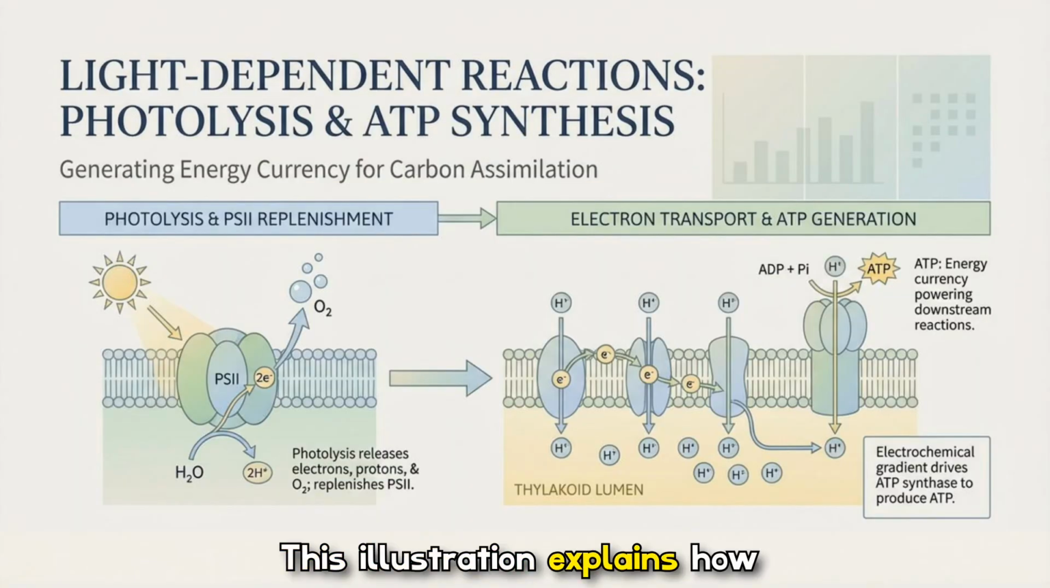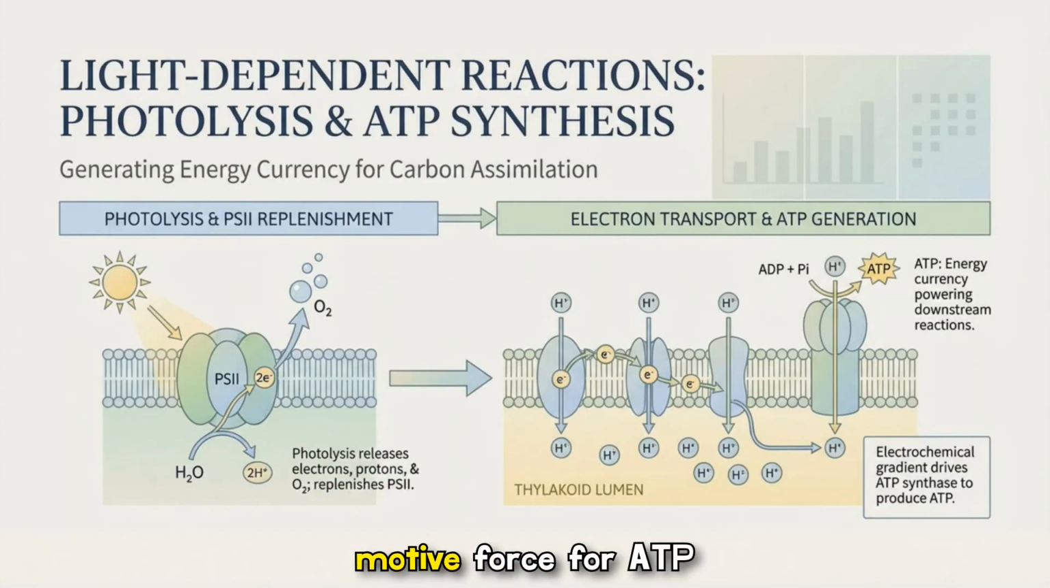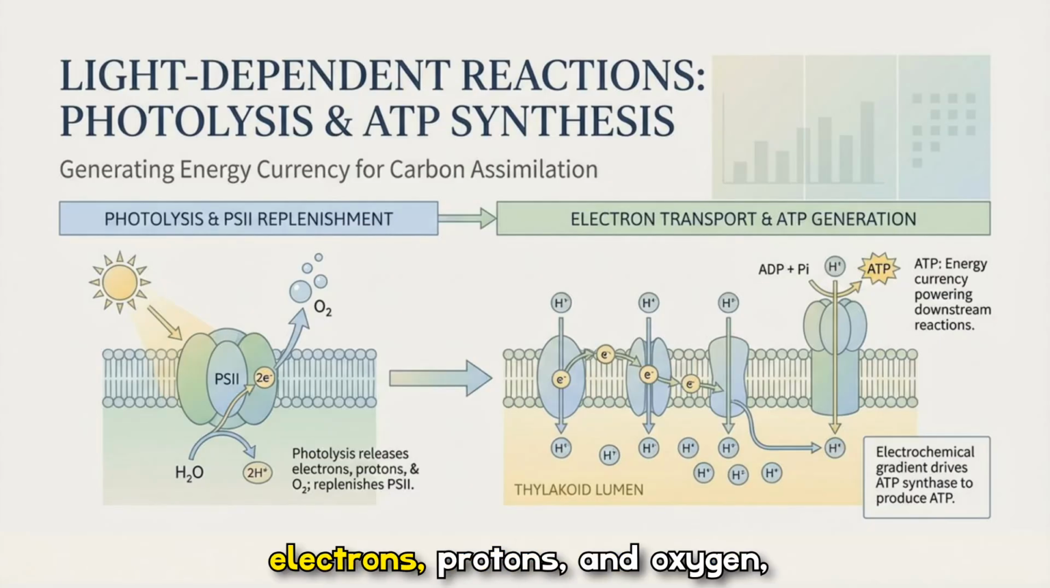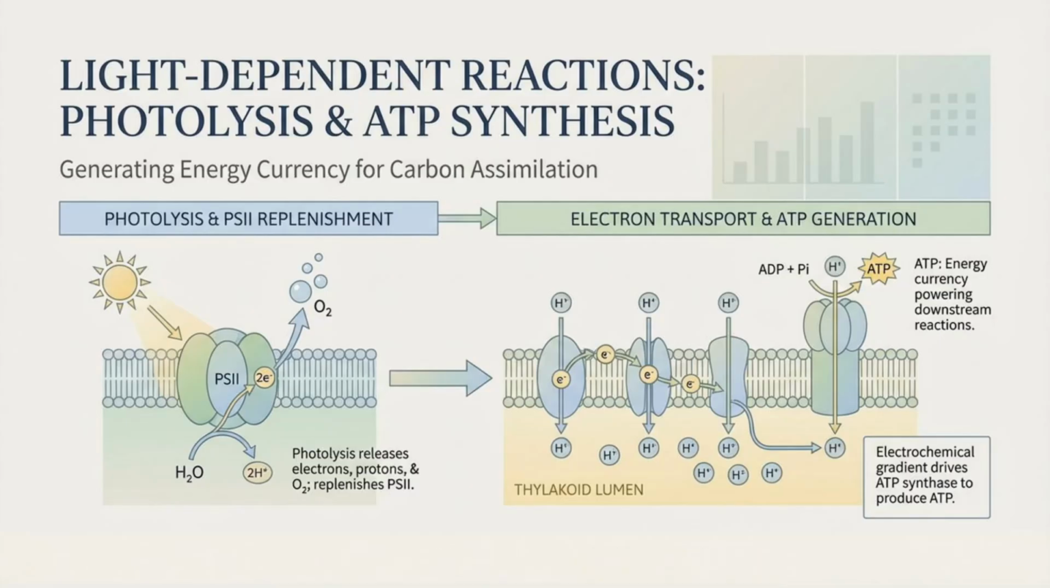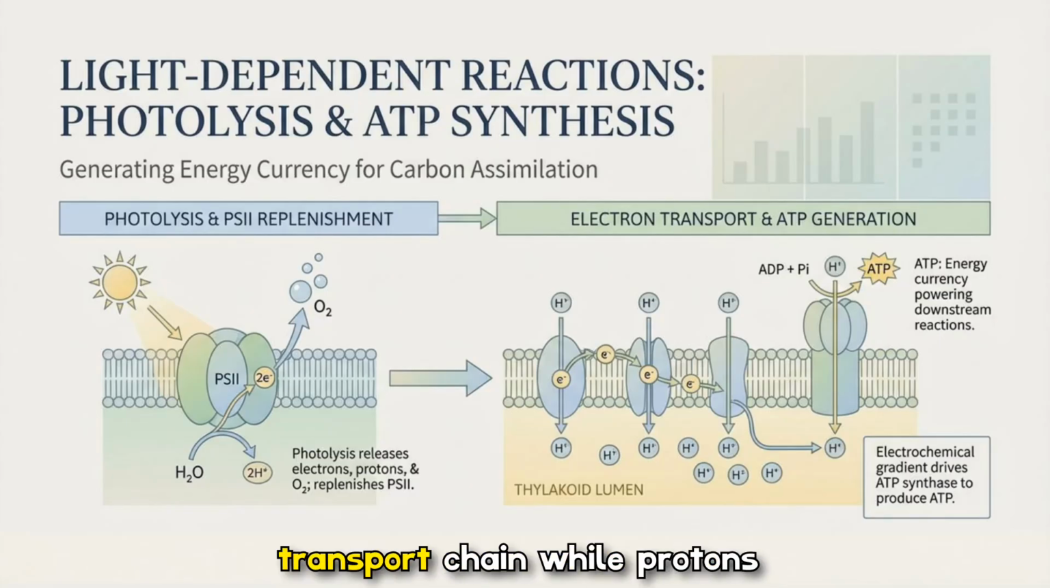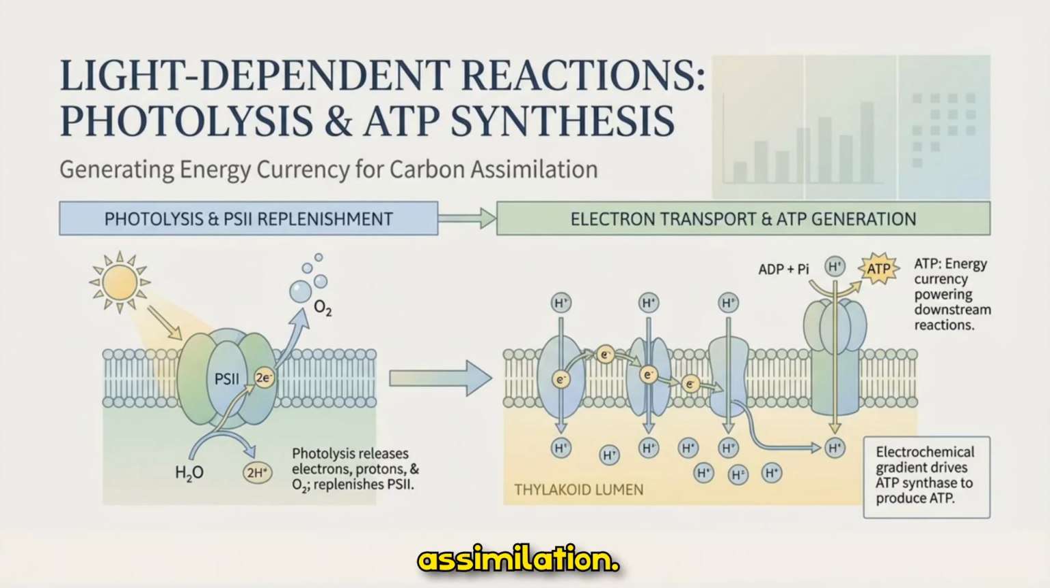This illustration explains how water splitting replenishes electrons and sets up the proton motive force for ATP generation. Photolysis at photosystem 2 releases electrons, protons, and oxygen. Electrons move along the transport chain while protons accumulate in the thylakoid lumen, and the resulting electrochemical gradient powers ATP synthase to produce the energy currency for carbon assimilation.